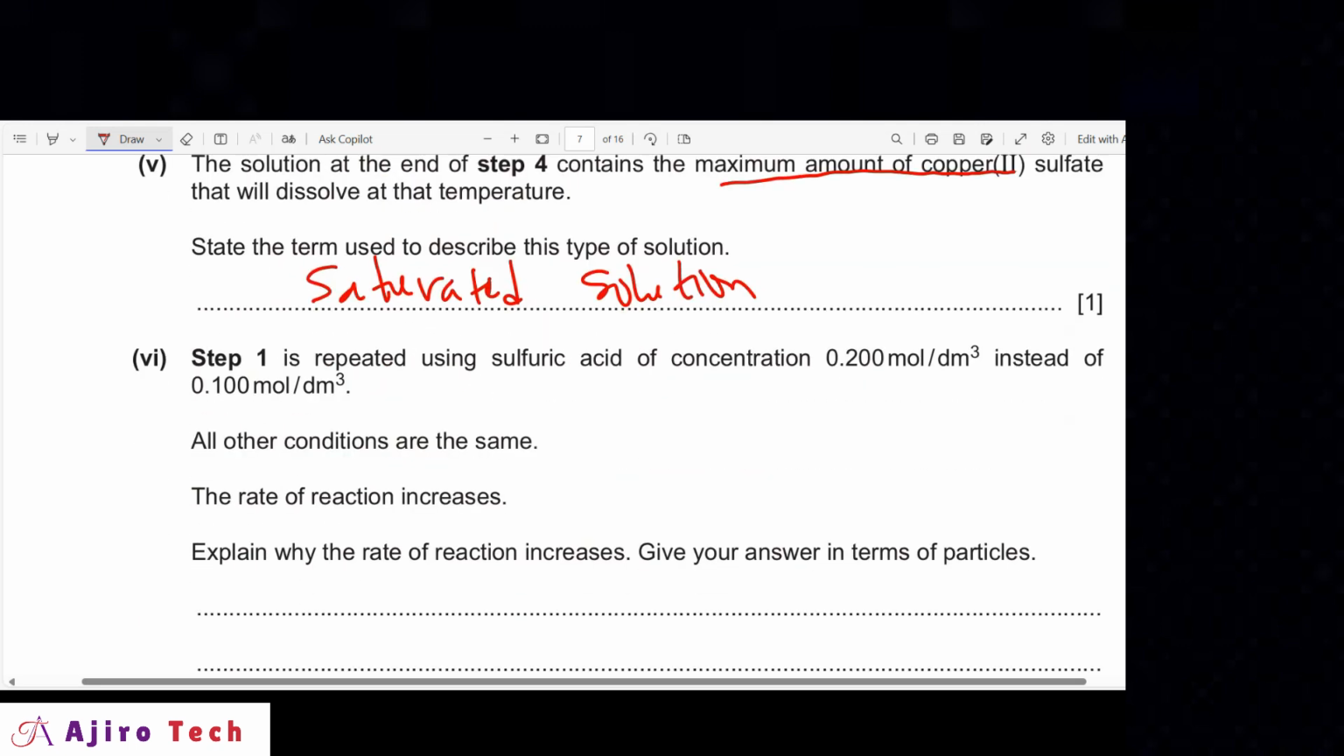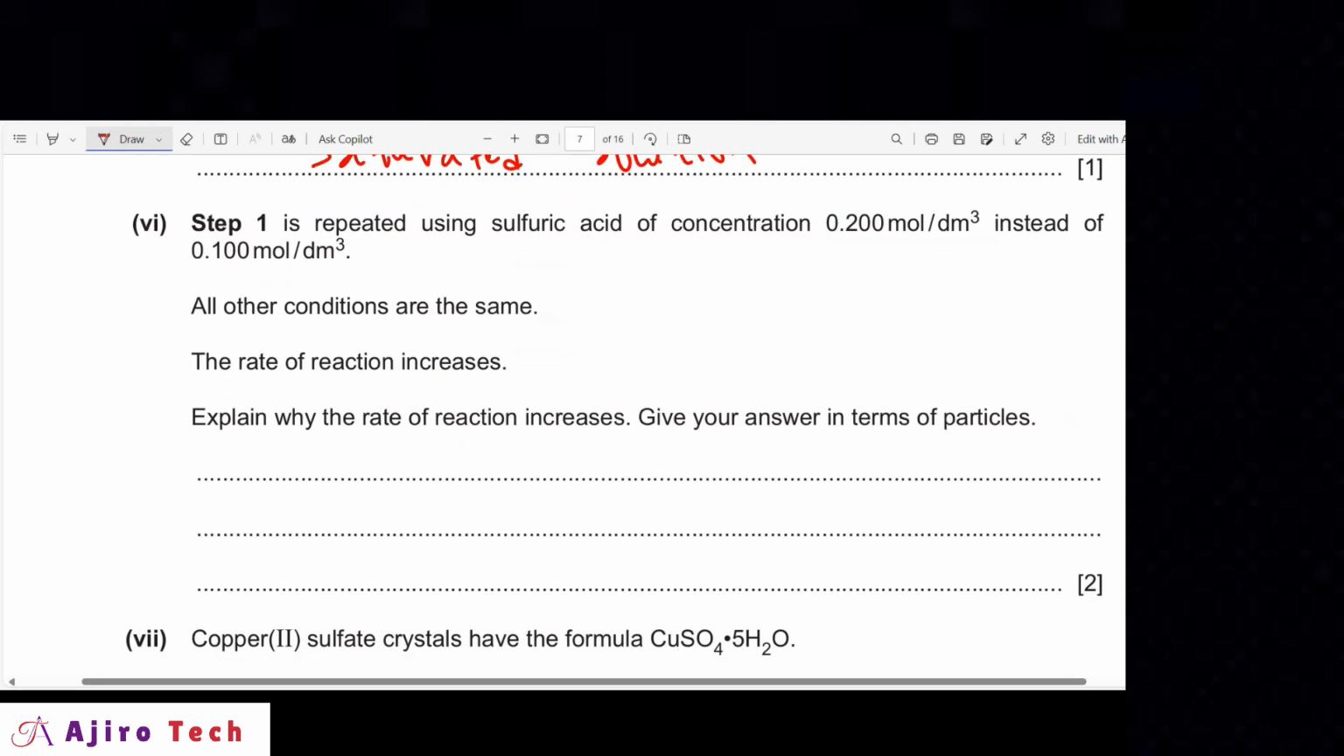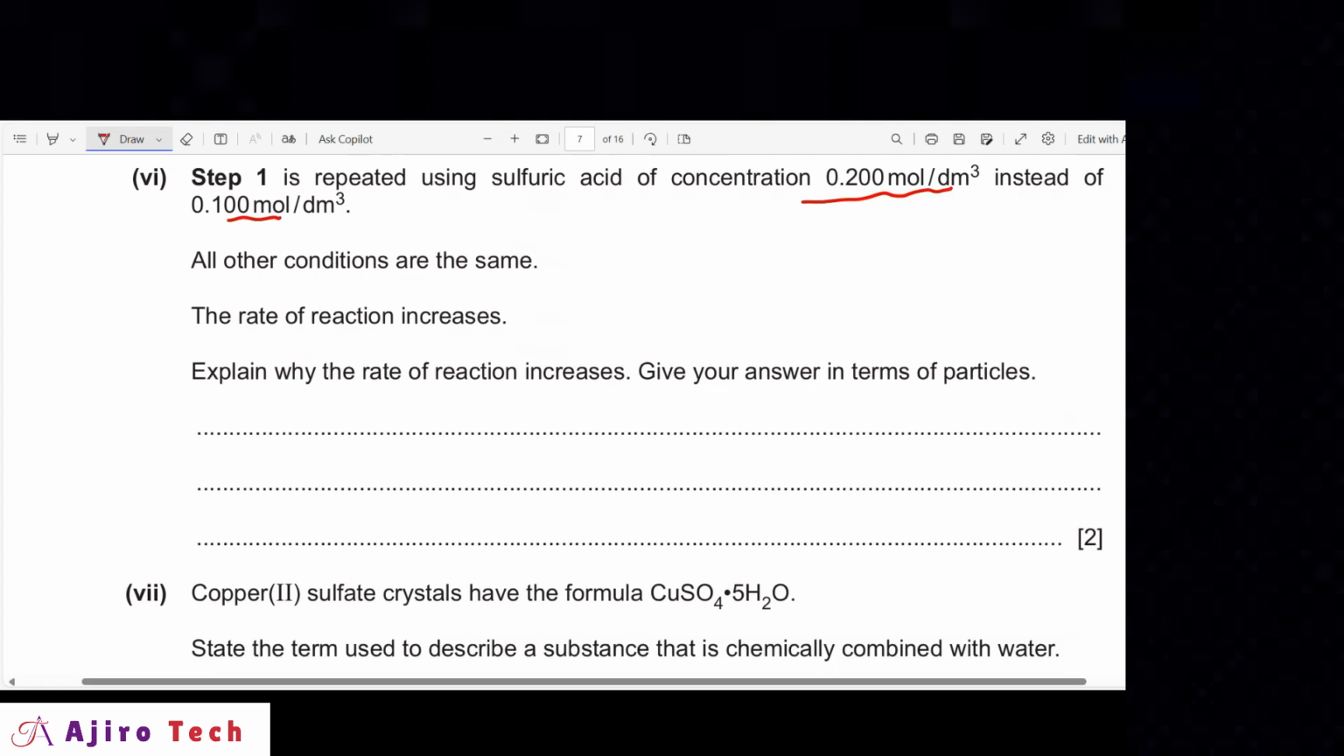All right. So step 1 is repeated using sulfuric acid of a different concentration. Basically, we are increasing the concentration. So instead of using 0.1, the concentration has been increased to 0.2. All other conditions are the same. The rate of reaction increases. You have to explain why the rate of reaction increases, giving your answer in terms of particles. Now, in this case, we have increased the concentration, and your answer should be in relation to what happens when you increase the concentration, especially when it has to do with particles.